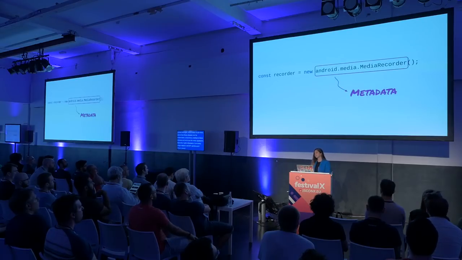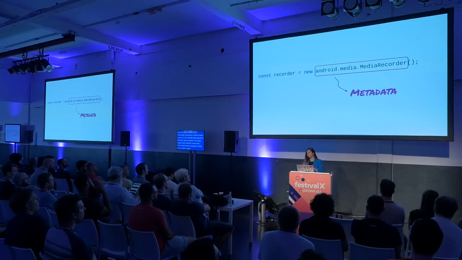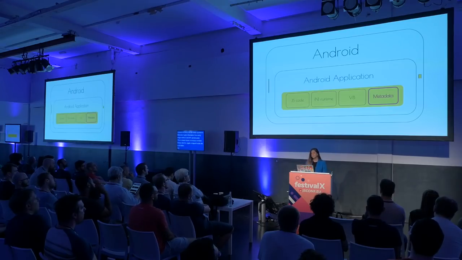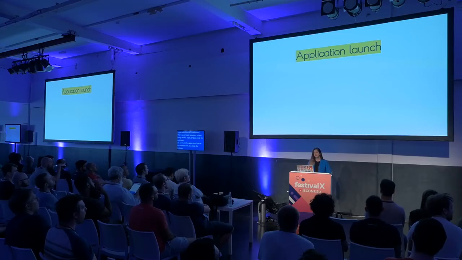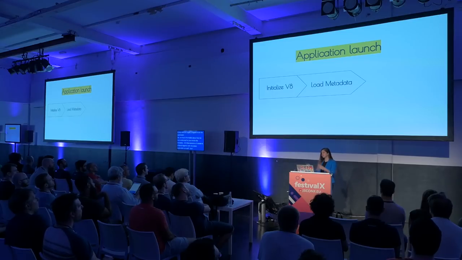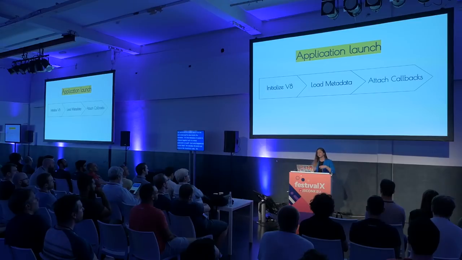So we have information about how we can create stuff in Java inside the metadata. And the metadata, of course, is shipped together with the whole application as well. And what happens at runtime? We initialize V8, which can execute the JavaScript code. We load the metadata from the files that are saved inside the application. And we attach certain callbacks.